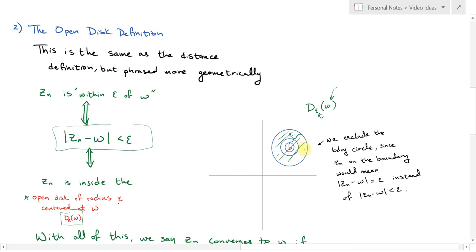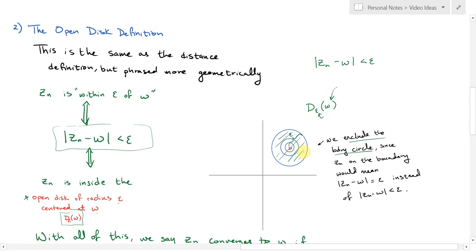In fact, we have to exclude the boundary circle. The reason is that if Z sub n is on the boundary circle, well, what does that mean? If it's on the boundary circle of a circle of radius epsilon at W, then that means that its distance to W is actually equal to epsilon. But we're not interested in this being equal to epsilon. We're interested in this being less than epsilon. The distance should be less than epsilon. That means that you're within an open epsilon disk of W. Within it. Not on the boundary, but within it.